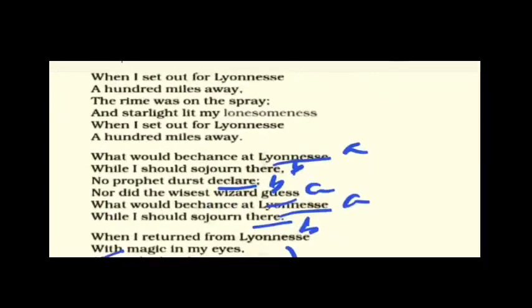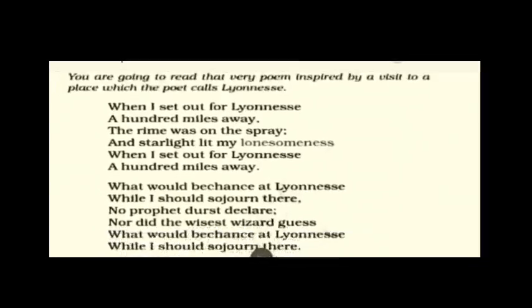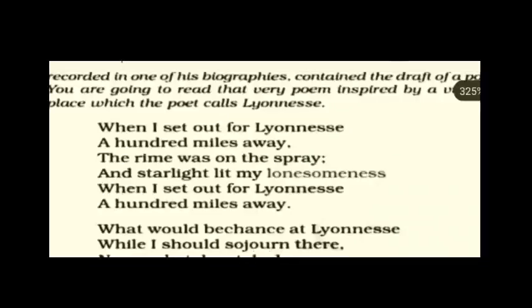But for that, let me clear this up. Cluttered things do not look good, right? So let's start checking from stanza 1. When I set out for Lyonesse, there is nothing. 100 miles away, the rime was on the spray, and starlight lit my lonesomeness. See, class, this could be an example, right? Lit begins with L, lonesomeness begins with L. So this is an example of alliteration.